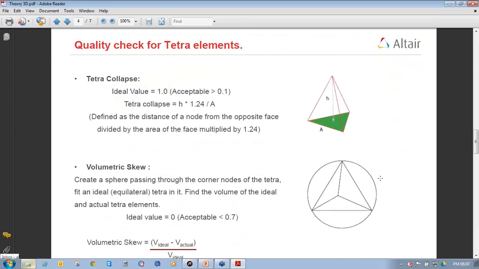The rest of the quality checks for tetra element remain the same, but some of the quality checks added for the 3D tetra element are TET collapse. The ideal value for TET collapse is 1 and acceptable is greater than 0.1. Software calculates the TET collapse as h, that is height, into 1.4 divided by area of that particular face. So we can define TET collapse as the distance of node from the opposing face, that is height, divided by the area of the face multiplied by 1.24. So TET collapse defines the height of the tetra element.